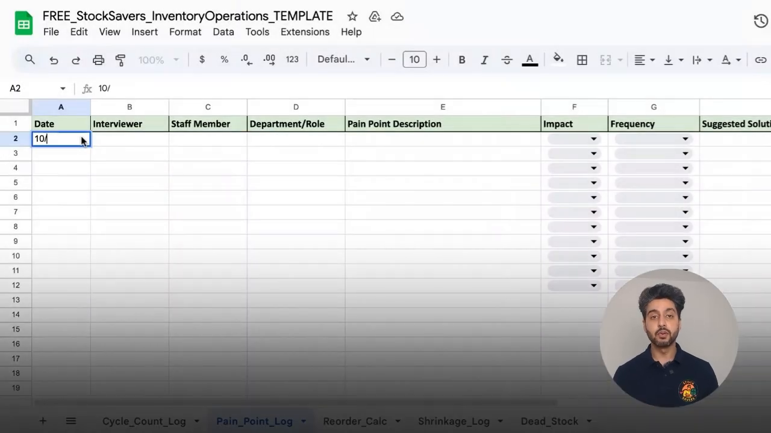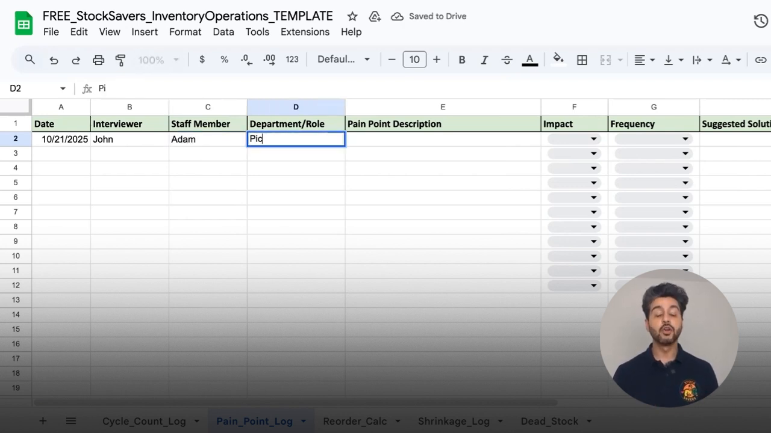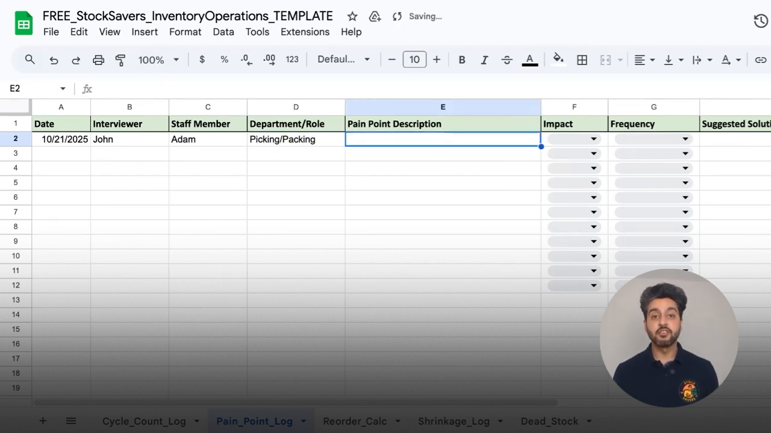Next up is the pain point log. Think of this as your operational diary. Every time something goes wrong, a late delivery, a picking error, a system glitch, write it here. Over time, you'll start seeing patterns. Maybe one supplier is always late, maybe one staff member or shift has more mistakes.